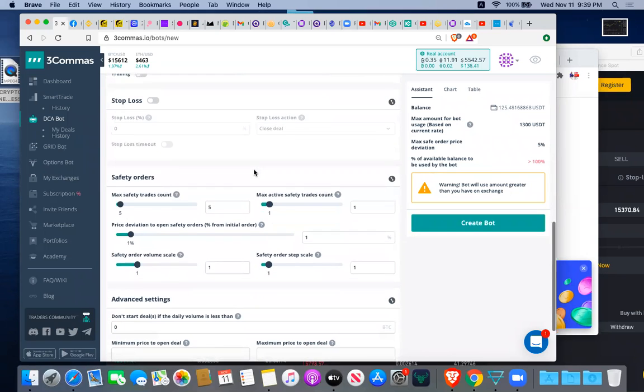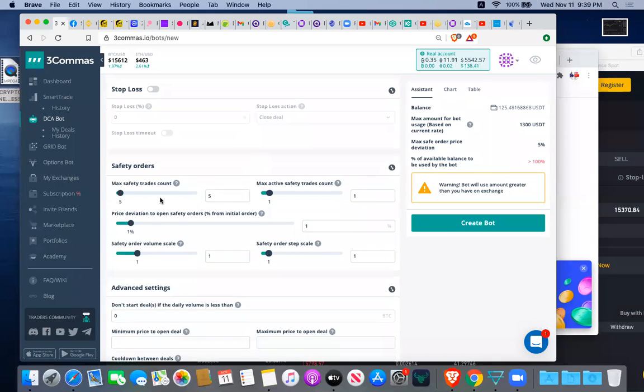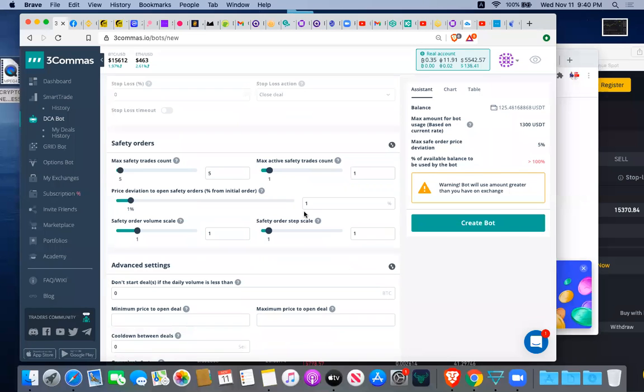Now, look at safety. How many safety orders do I want to have? 5. Now, at what rate do I want to have it? 1 at a time. If you put 5 here, it's going to place all the safety orders at the same time. But I say 1 at a time. So now, at what percentage deviation do I want? 1% or 2%? Now, what do you mean by that? What you mean is this.